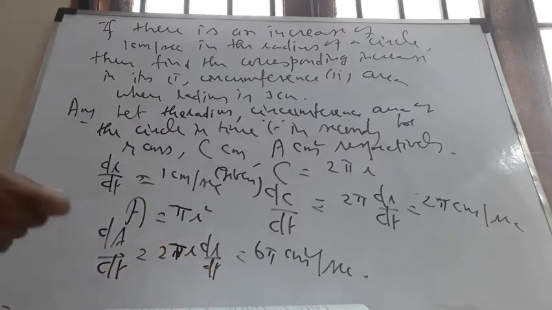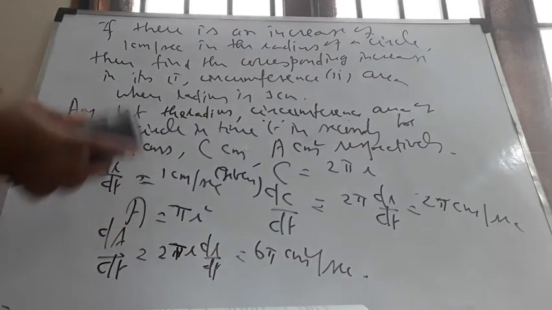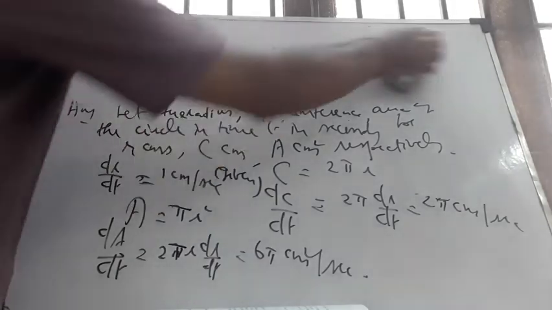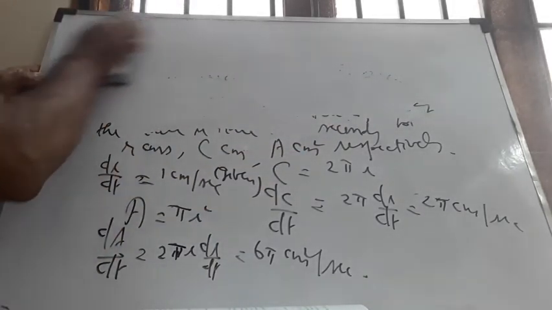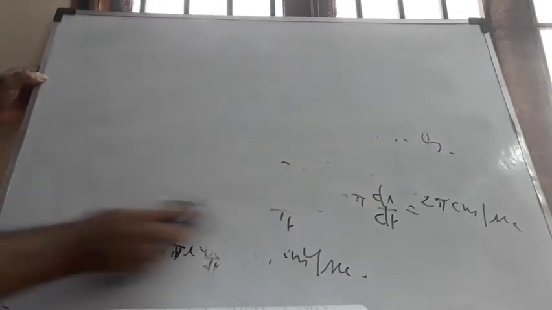Therefore, I can write in words that the circumference is increasing at the rate of 2 pi centimeter per second and the area is increasing at the rate of 6 pi centimeter square per second. I think it is clear. Okay, we'll just take one more example.